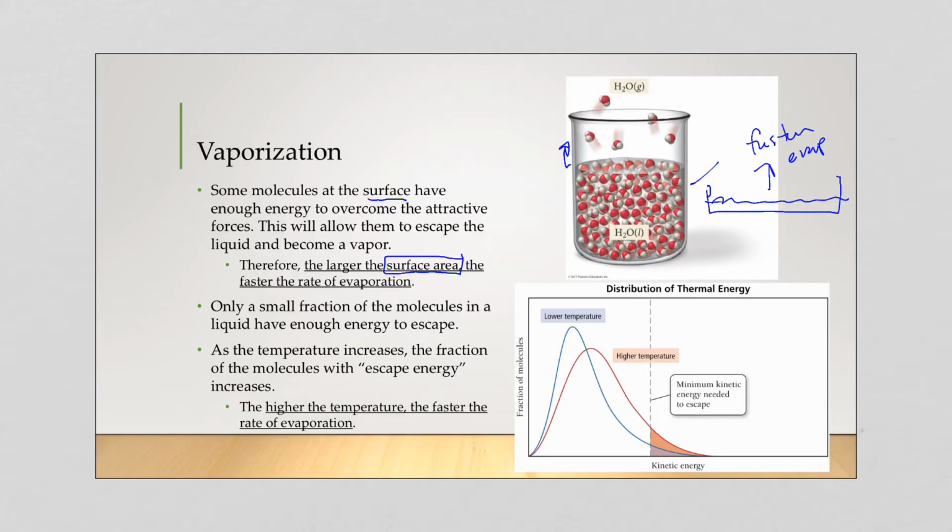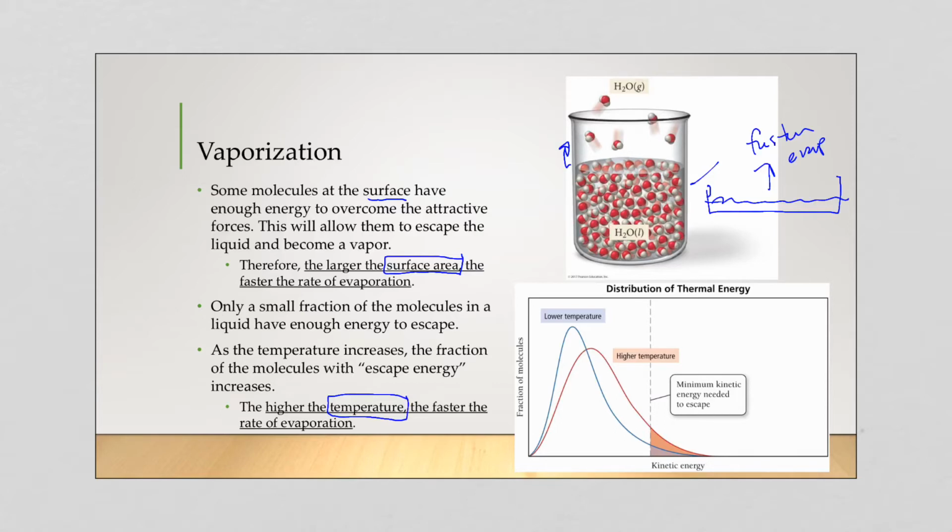Now, of course, only a small fraction of the molecules of a liquid have enough energy. But one way that we can make this fraction even bigger is to increase the temperature. So surface area is one way, temperature is another factor that can affect the rate of evaporation.